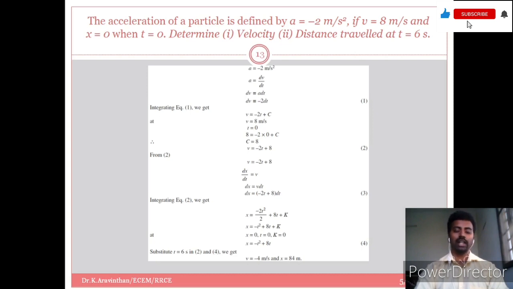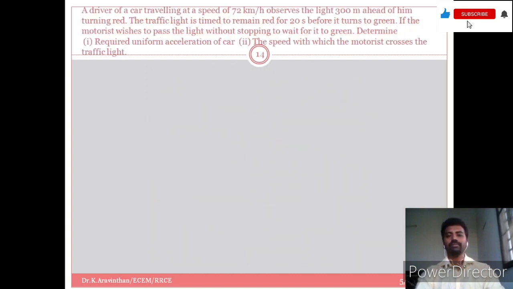This is another kind of problem where the equation is not given. The acceleration, velocity and the displacement is given at a particular point of time. So if something is asked like that, you have to reverse the concept of differentiation into integration. Then you will find the components.